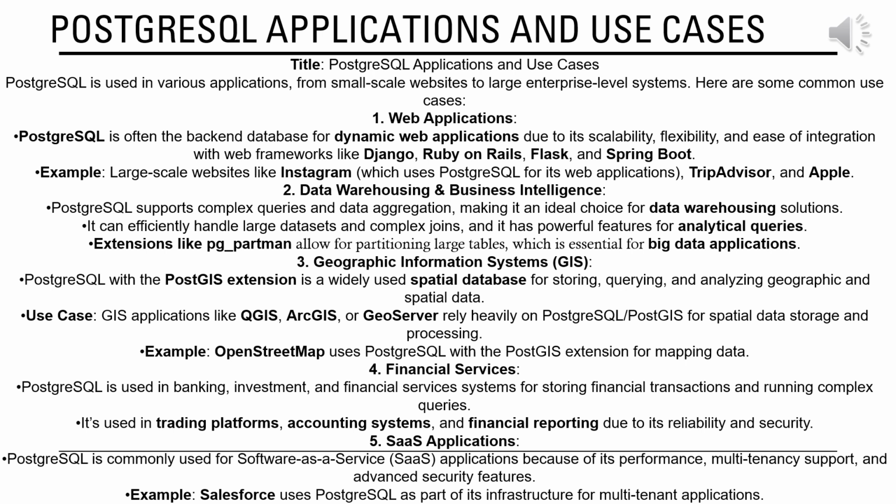It can efficiently handle large data sets and complex joins, and it has powerful features for analytic queries. Number 3, the PostGIS extension is widely used throughout the database for storing, querying, and analyzing geographic and spatial data, for like QGIS, ArcGIS, GeoServer. All these rely heavily on SQL for spatial data storage and processing. For example, OpenStreetMap using SQL with GIS extension for mapping data.